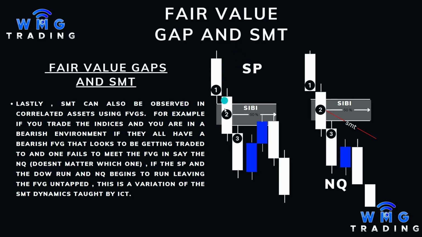So what do I mean? So this fair value gap here, or the CIBI, right? If price trades into it on the S&P and the Dow, but it doesn't get reached into on the NQ, this is a form of SMT, right? It could be treated as such in terms of the correlation effect.